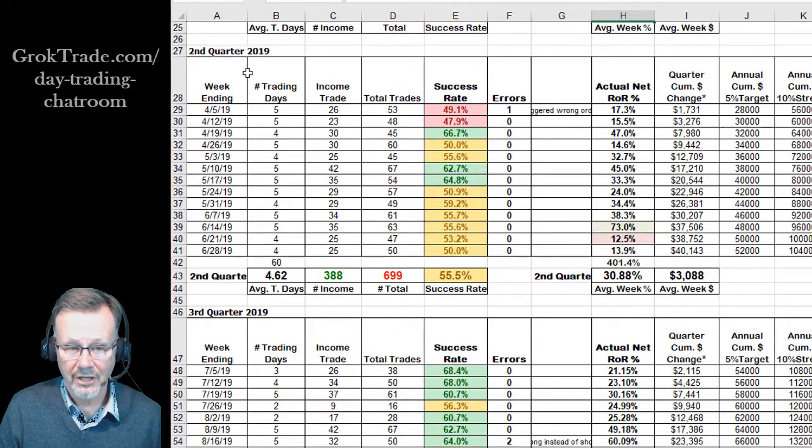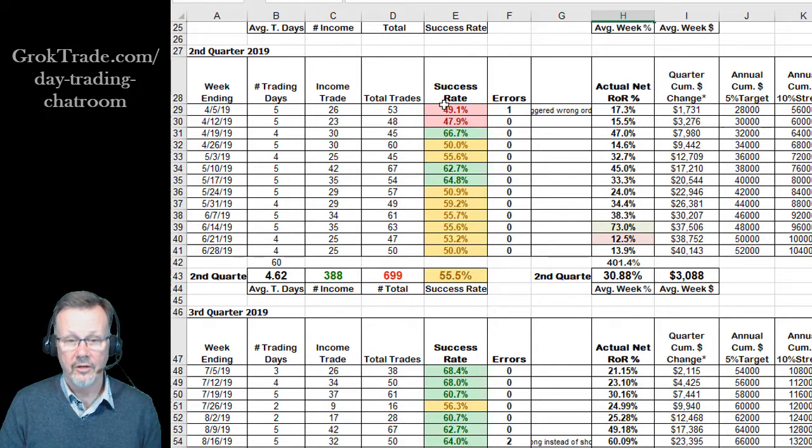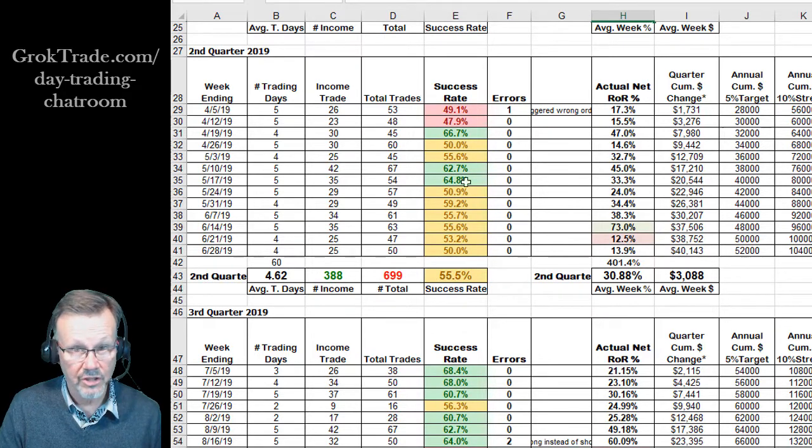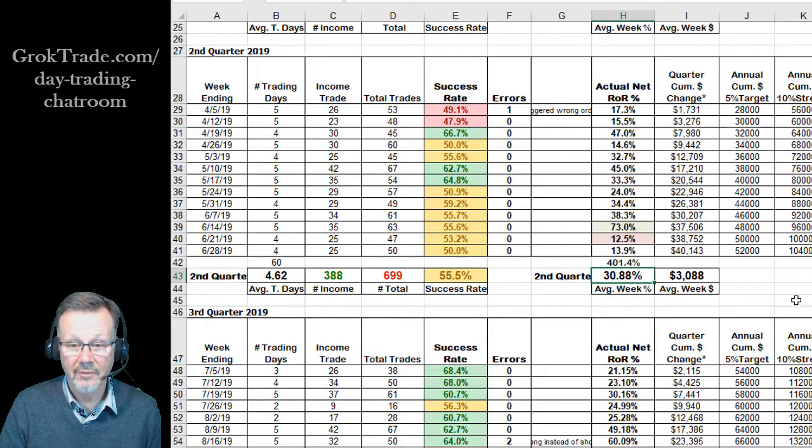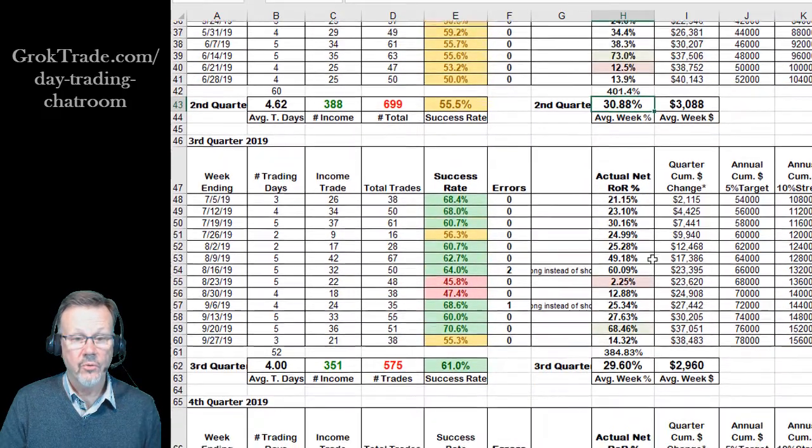So then we have here the second quarter, and net of all these, we had some really low weeks here. A lot of the weeks we were below 60% target. We ended up at 55% for the second quarter. Net for the week, though, we ended up at 30.8. So we actually increased that on a per week basis. Again, our target's 25. Now let's take a look here at third quarter.